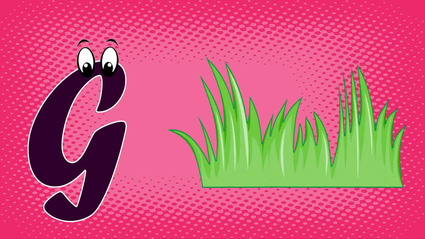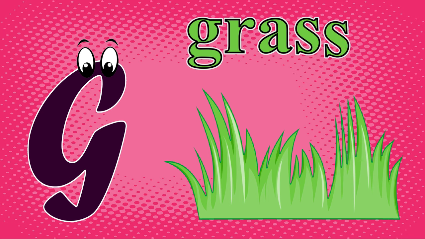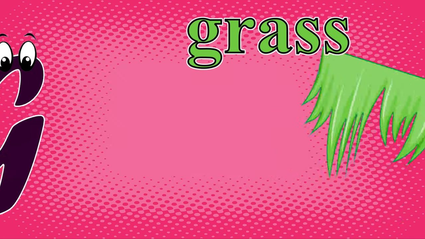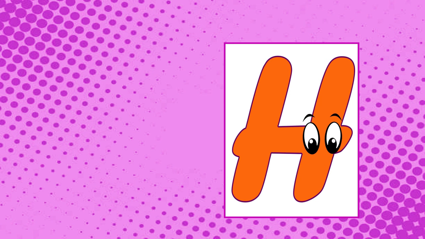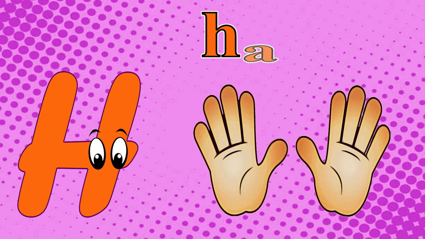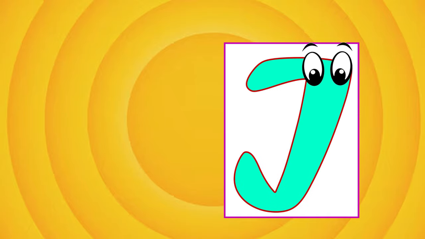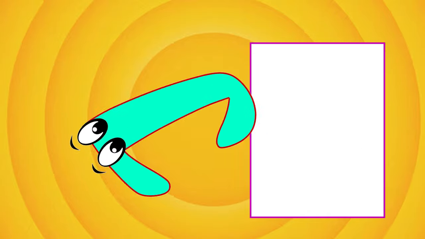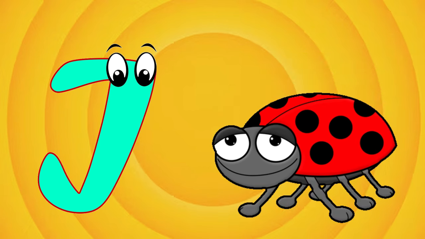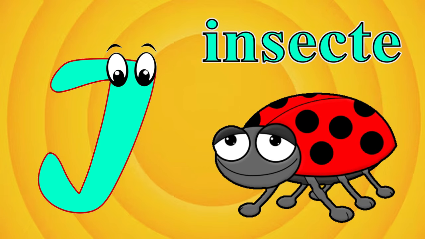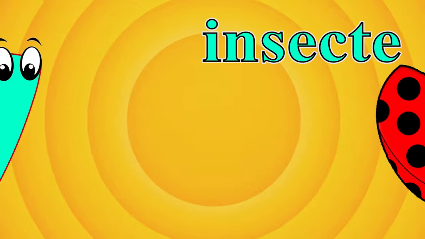G is for grass. G, g, grass. H. H is for hand. H, h, hand. I. I is for insect. I, i, insect.